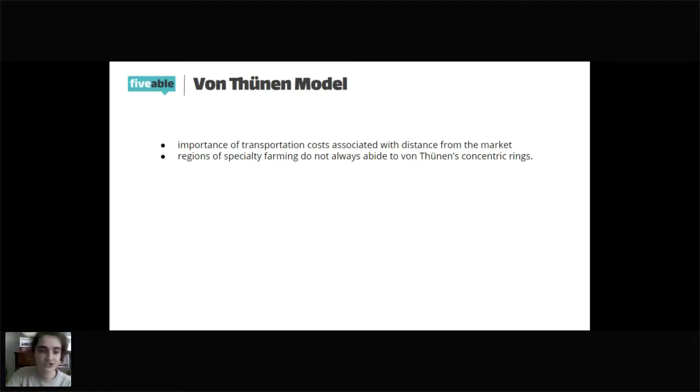So the Thünen model. His main model discusses the transportation cost versus the distance from market, right? So the important thing is the association of transportation cost with the distance from a market.